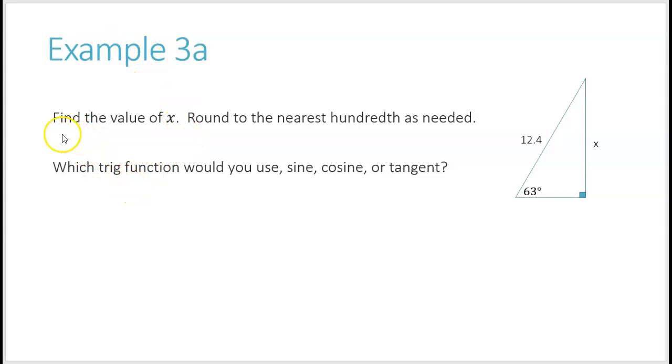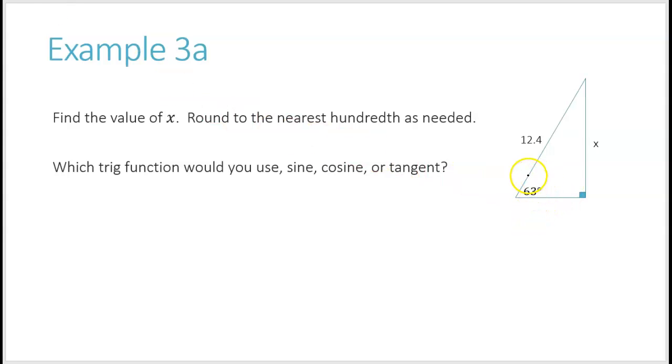So here we go. We are tasked with finding the value of x here. You'll notice that x represents a side length, and we have to figure out what that is. The directions tell us to round to the nearest hundredth, so 2 decimal places as needed. This is going to look pretty similar to that last example problem that we did in class.